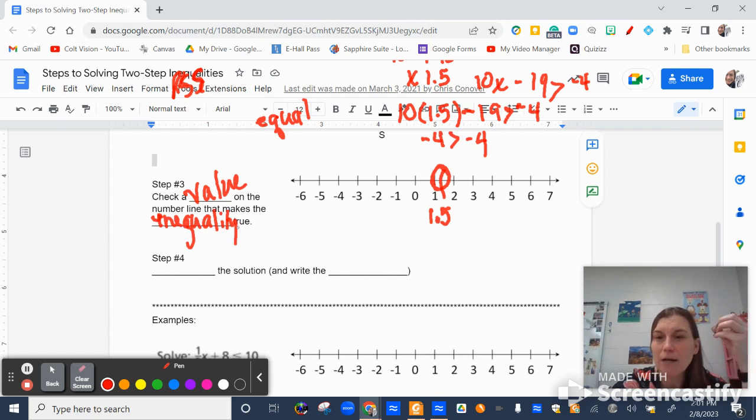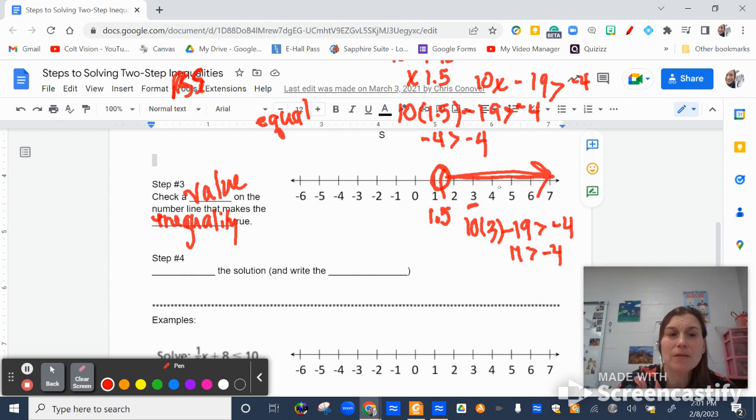I think this is probably just going to be greater than, because that's what it said before, and I don't think it's going to flip. So I'm going to check a value that is greater than 1.5. I could check any number to the right or the left, but I'm going to check 3. So 10 times 3 minus 19, is that really greater than -4? Well, 30 minus 19 is 11, which is greater than -4. So yes, this is the correct way to graph it. It is to the right.